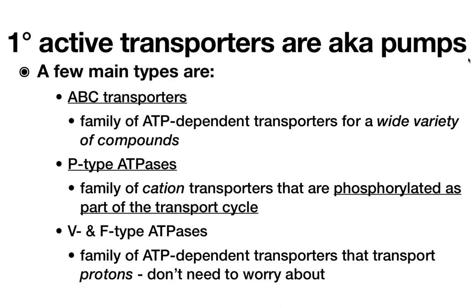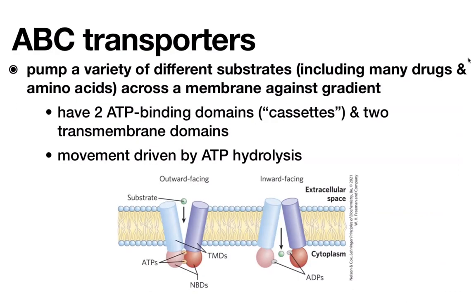The ones that I do want you to know about are going to be these P-type ATPases and these ABC transporters. And so we'll go into each of them in a little more detail. There's a wide variety of ABC transporters, and they pump a wide variety of different substrates. So some of these are really selective, and a lot of them are not so selective. But some of the things that they let through are going to be many drugs, so like pharmaceutical drugs, as well as things like amino acids. And they're doing this across a membrane against a gradient.